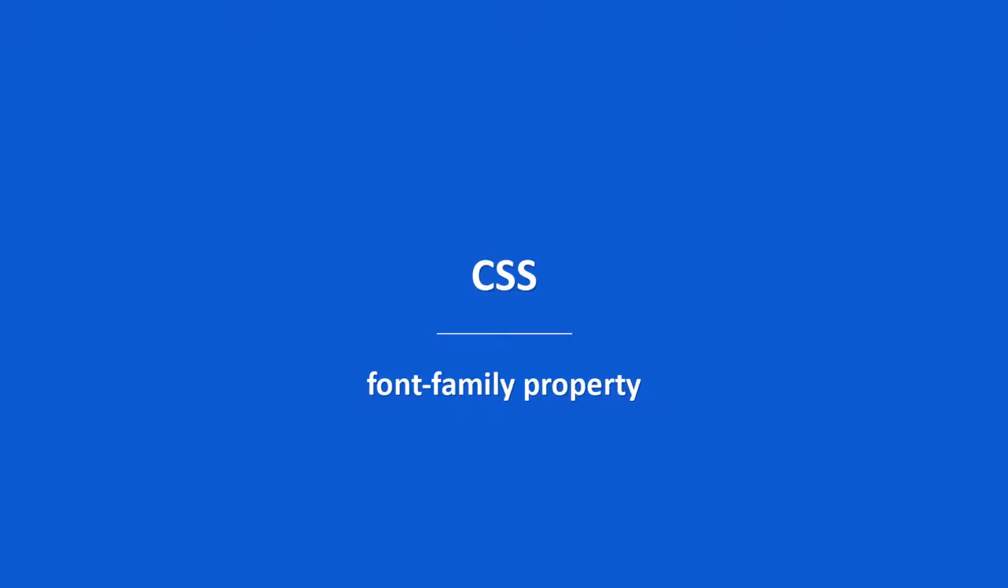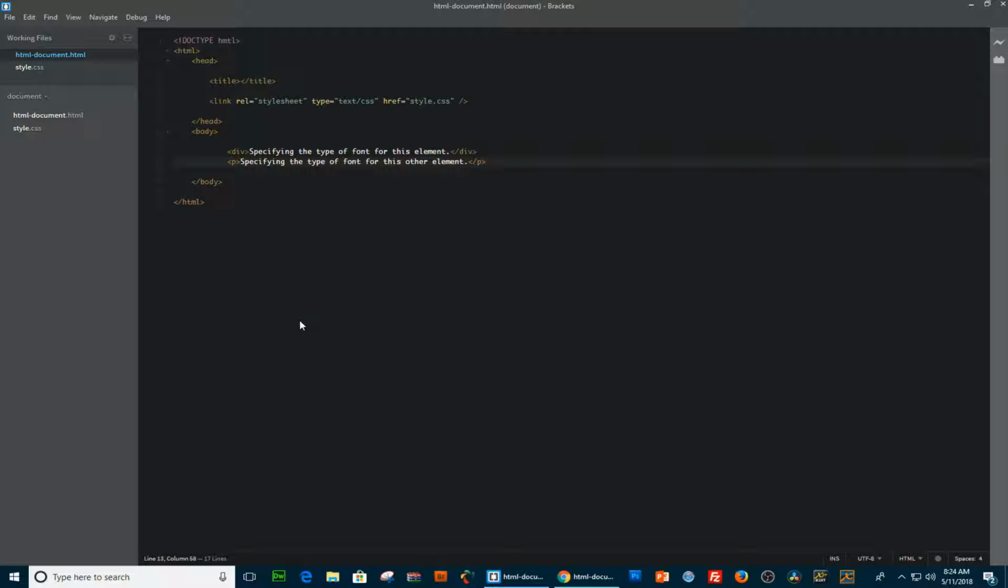In the previous lecture, we learned about floats. In this lecture, we're going to learn about font family. The font family property specifies the type of font for the selected element.